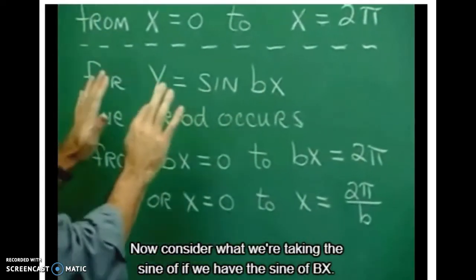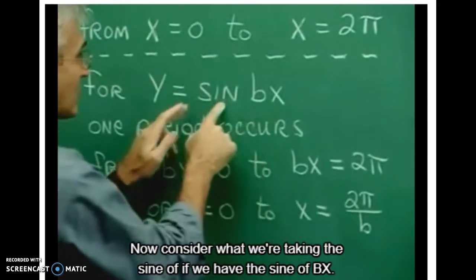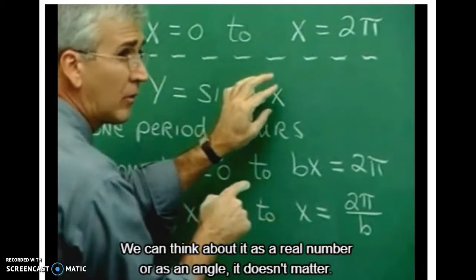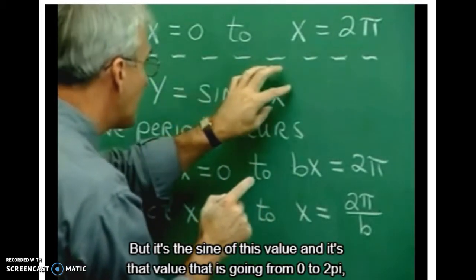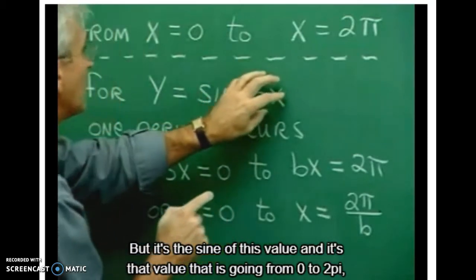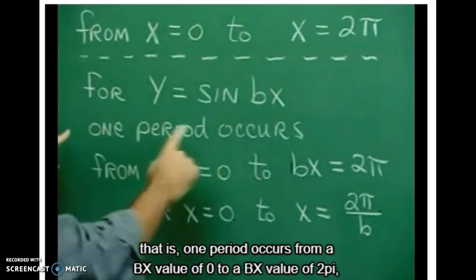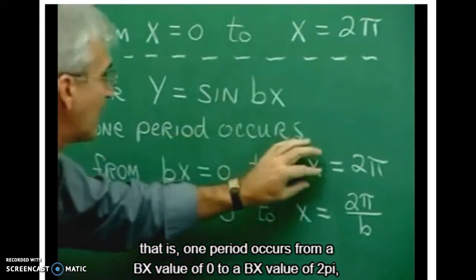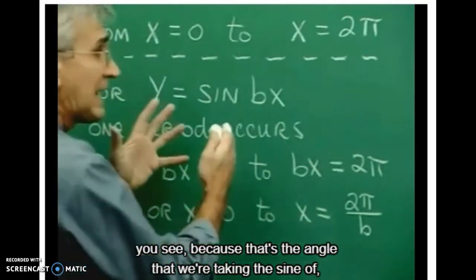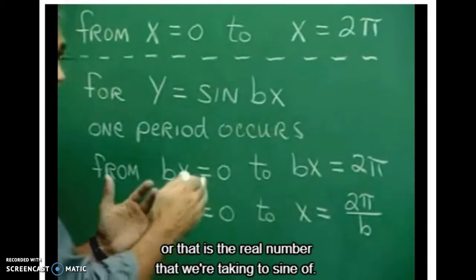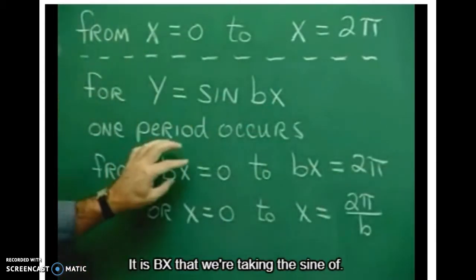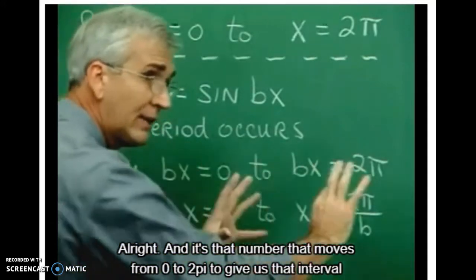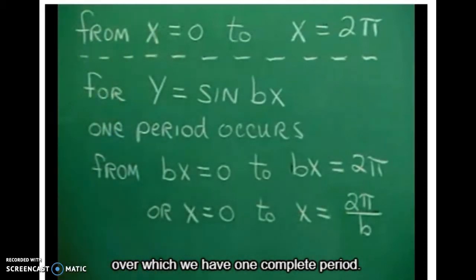Now, consider what we're taking the sine of if we have the sine of bx. You see, we're taking the sine of this value. We can think about it as a real number or as an angle. It doesn't matter. But it's the sine of this value, and it's that value that is going from 0 to 2 pi. That is, one period occurs from a bx value of 0 to a bx value of 2 pi. It is bx that we're taking the sine of, and it's that number that moves from 0 to 2 pi to give us that interval over which we have one complete period.